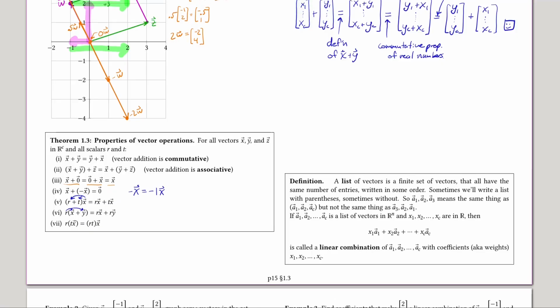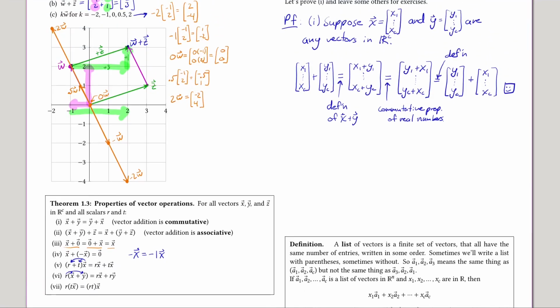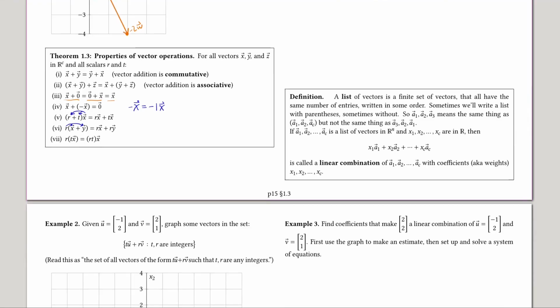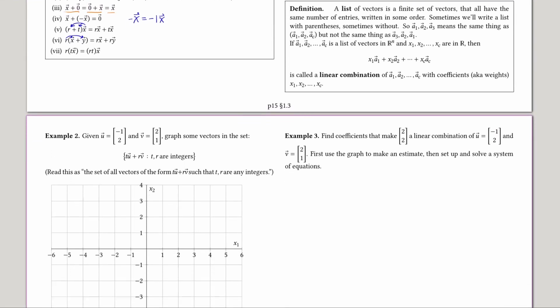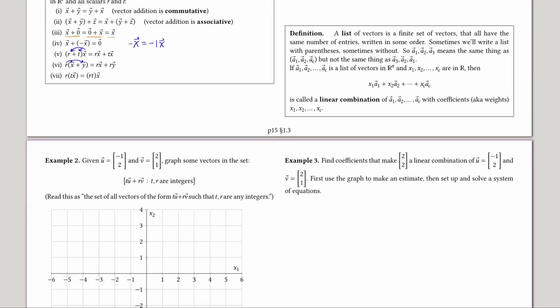I think now is a good time to take a break, and coming up we'll look at lists of vectors and linear combinations of vectors and so on.